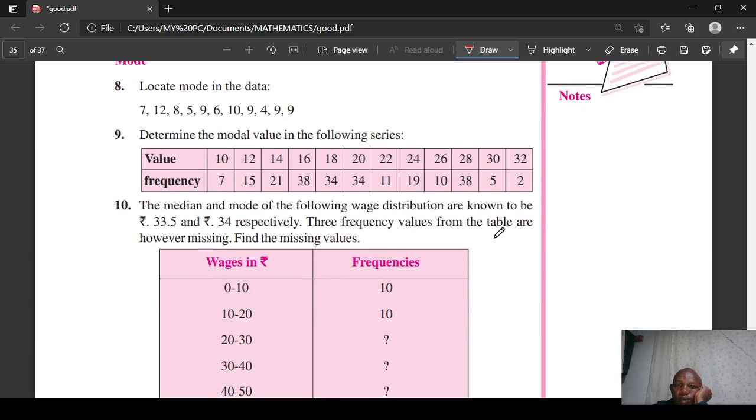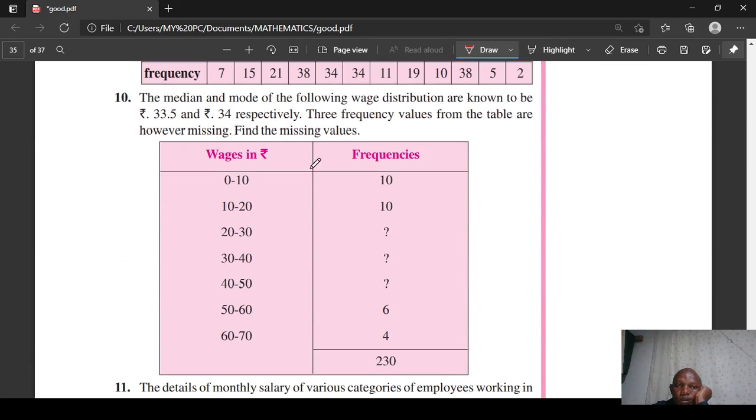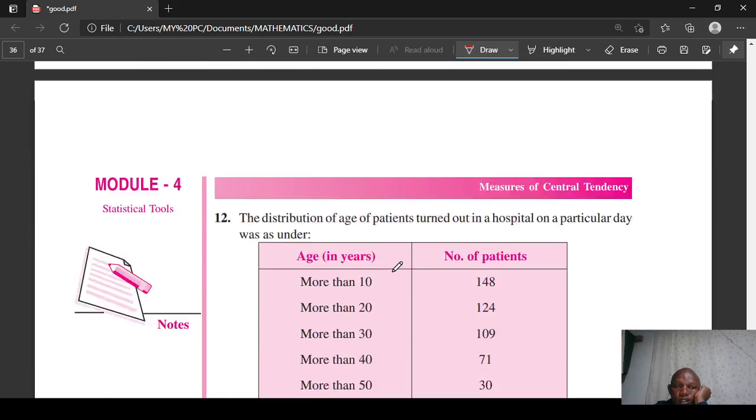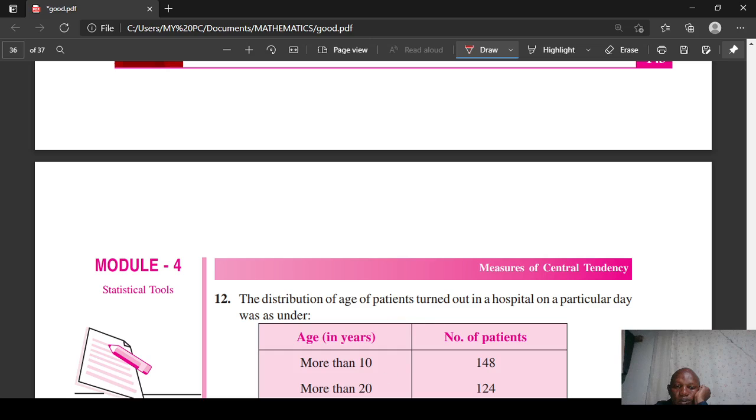Then what else tricks? You have such data again. Find the missing values, because this value is saying that the median and the mode. So you have the median and the mode is that, but these values are missing. So can you combine the median and the mode idea to calculate these missing values? So that is generally what I do expect, and I hope you enjoy your lessons.